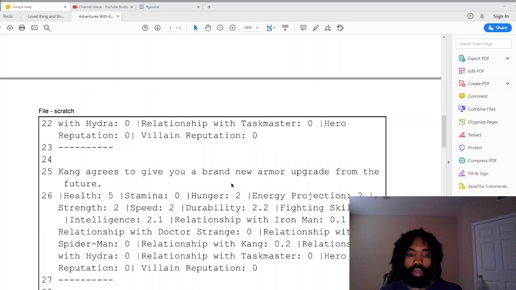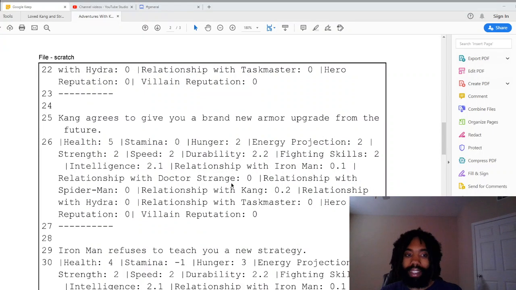As we continue to scroll through the logs, the next thing that happens is that the AI once again asks King the Conqueror to give them a brand new armor upgrade from the future. So it seems like the AI wants to really develop a relationship with King the Conqueror, considering the fact that King the Conqueror is the very first character that they decided they wanted to interact with, and they have a history of positive interactions with King the Conqueror. King the Conqueror has never refused any request made by the AI before.